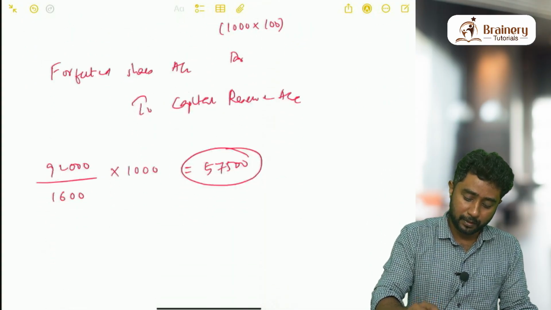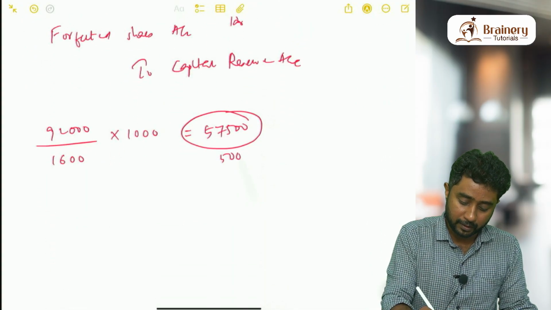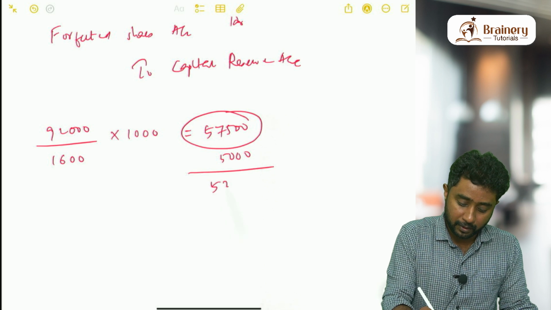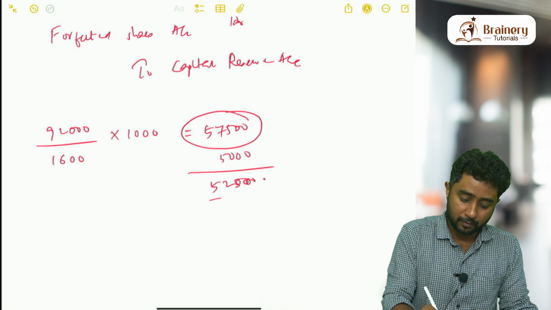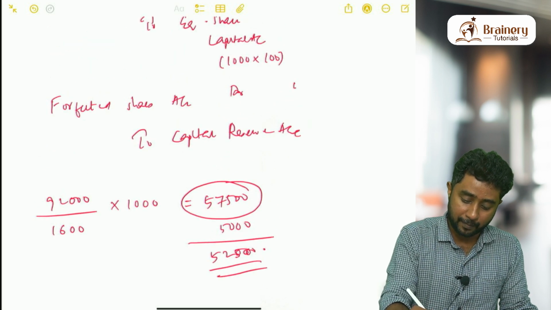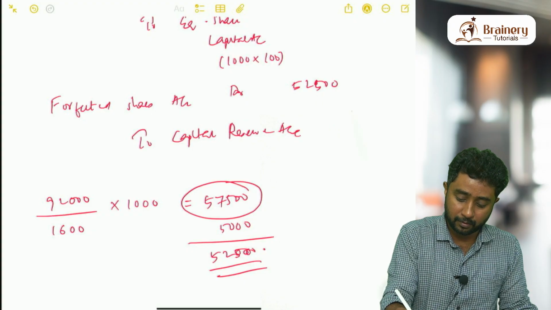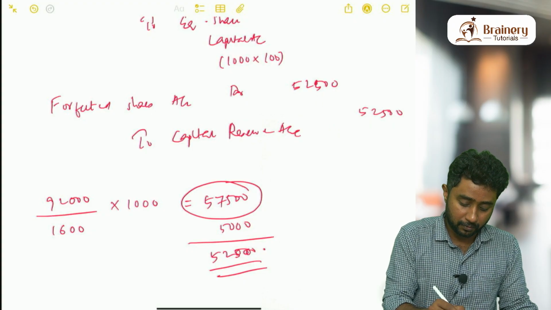So the 5 rupees we have to remove from this. That means 5,000 we have to remove from this. 52,500 should be transferred to capital reserve. Those who don't know this formula, keep this formula in mind.